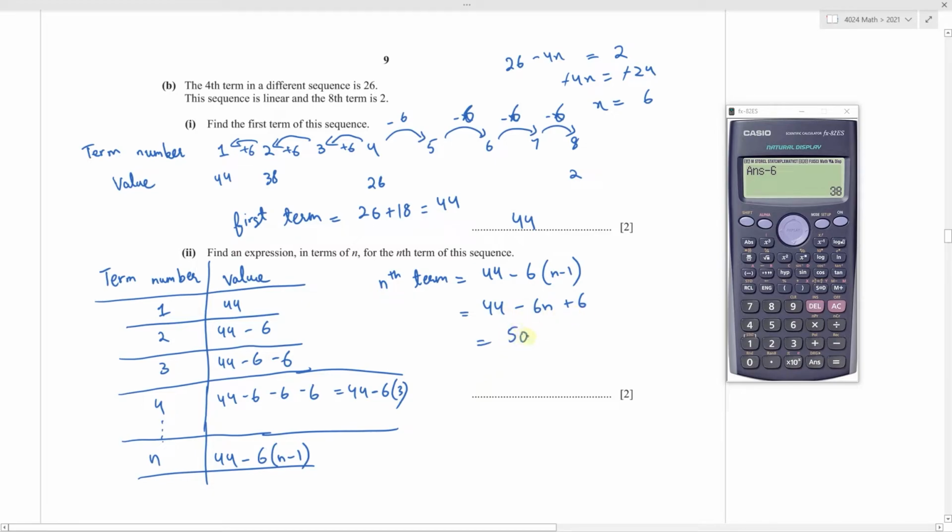44 plus 6 will be 50 minus 6n. So your answer here will be 50 minus 6n.